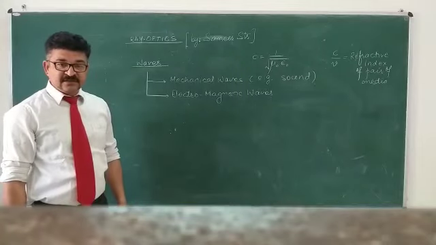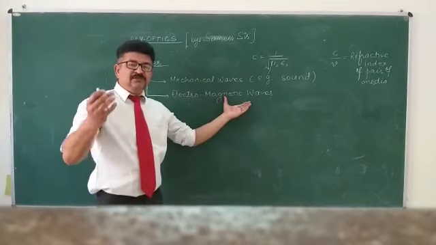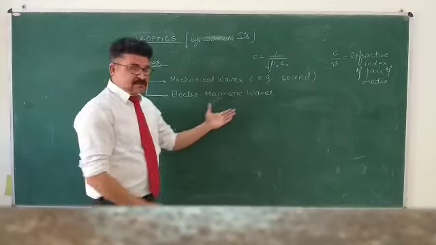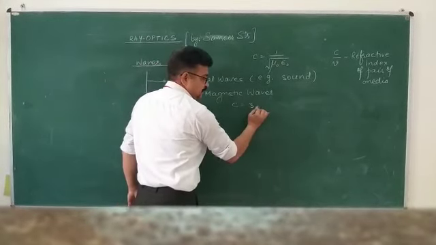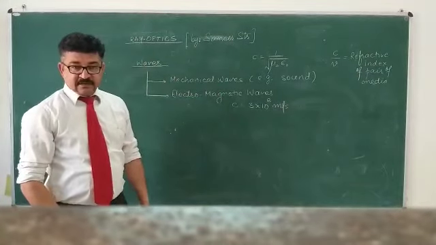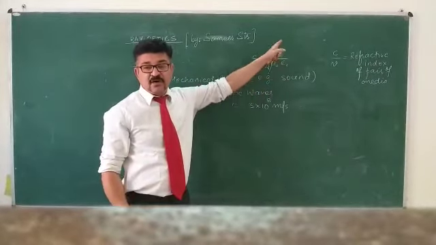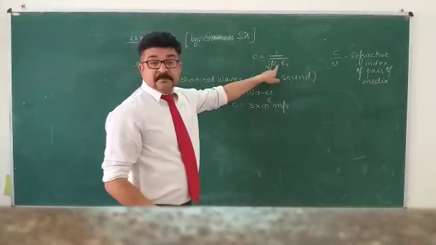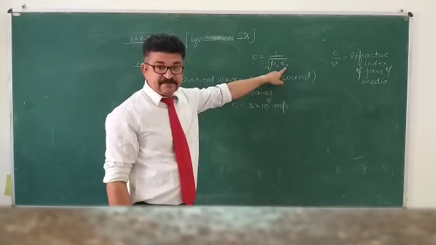But there are certain waves which do not need any material medium for their propagation. And this is not only one wave, there are so many waves which do not need a material medium for their propagation. These can move in free space also. In free space, they move with a speed of 3 into 10 power 8 meter per second. This speed of light can also be written as 1 divided by the root of mu naught epsilon naught, the magnetic permeability of free space and the electrical permittivity of free space.